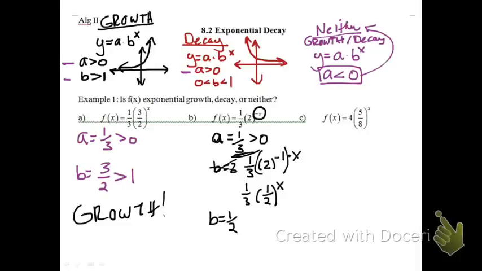Okay, so now our base is actually a half, which does put it between 0 and 1, and that makes it a decay model. Let's do one more together.